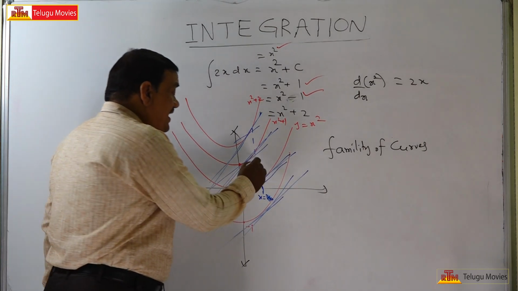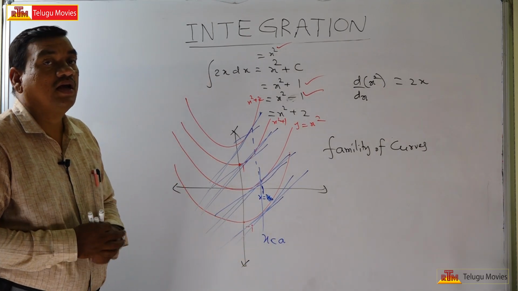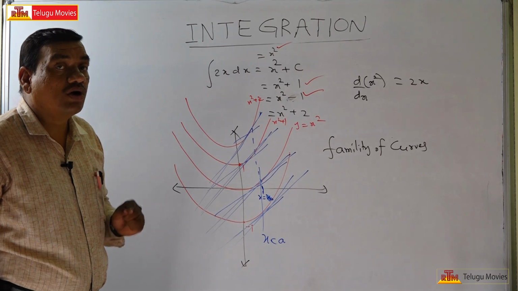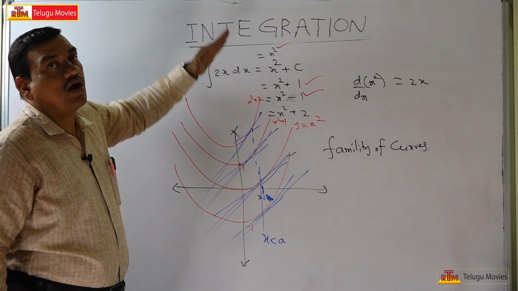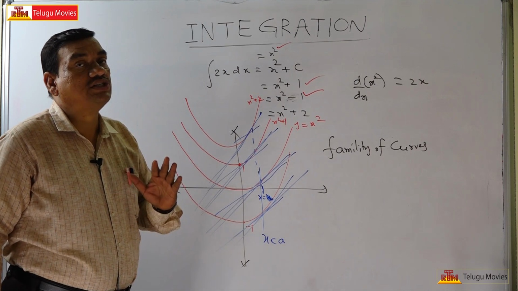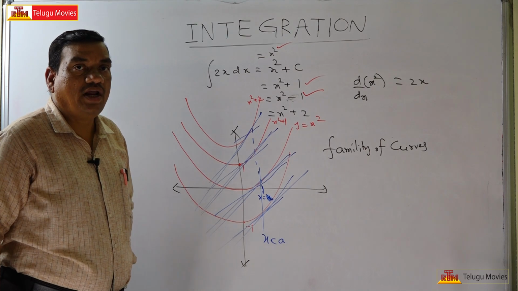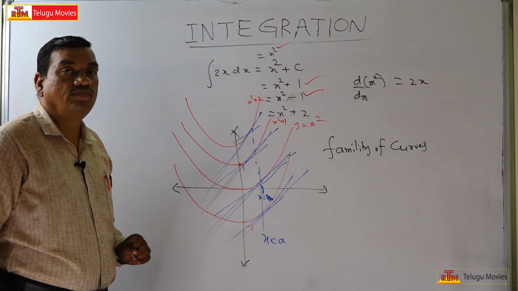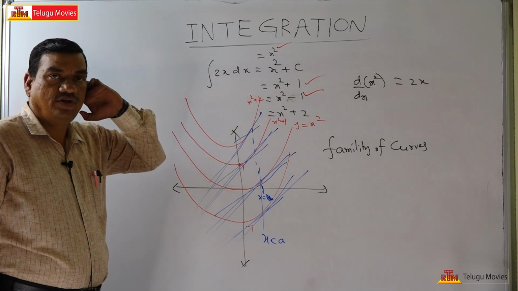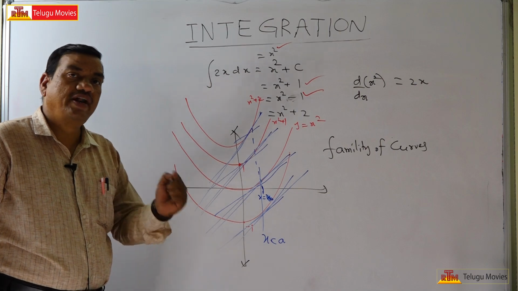Definitely there exists a number x is equal to a such that at that number, if you draw the tangents to all the members, they are all parallel to each other. Understand this? Parallel to each other. That is the geometrical meaning of indefinite integration. So let us move to the next concept.